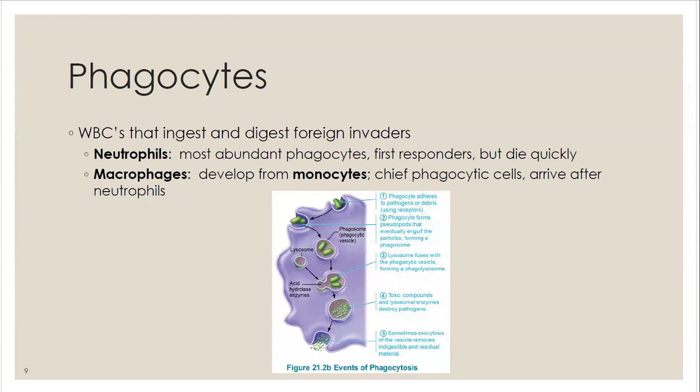So when we get a cut and it starts to get infected, you see pus coming out of it, right? What that is, it's neutrophils and phagocytes that are eating the bacteria. They're ingesting these foreign invaders and then dying off, and that's what that white pus is. It's what you're seeing, how our body is fighting off these pathogens.